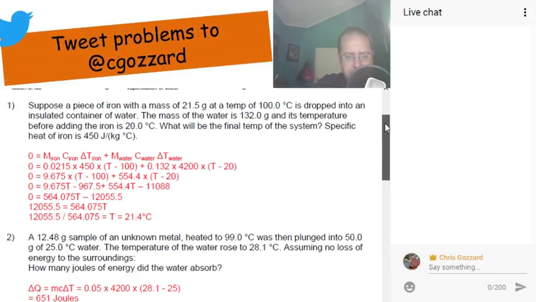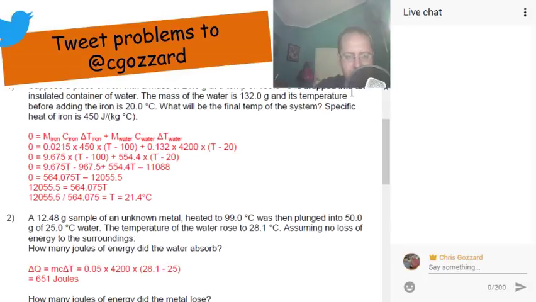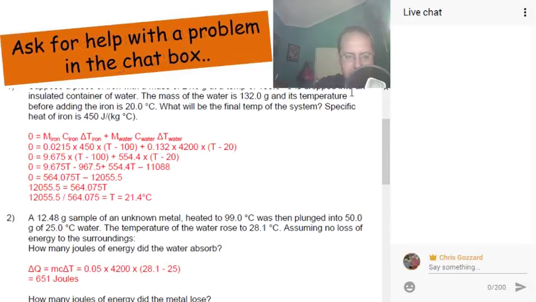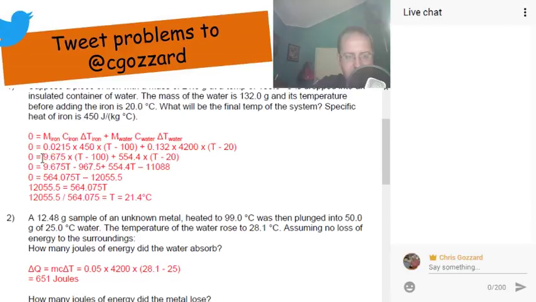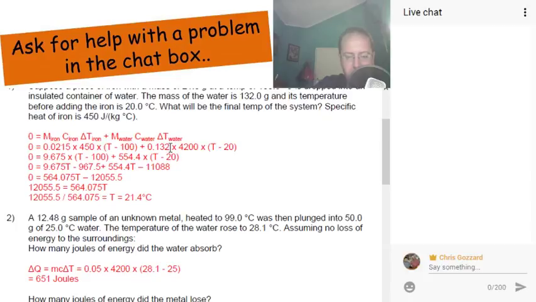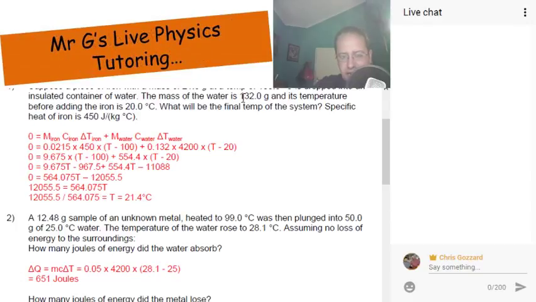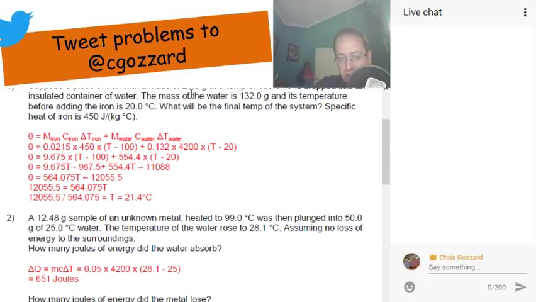If you put all these numbers in, it looks complicated to begin with. You've got a lot of brackets there. So firstly, I would sort out these things. You've got 0.0215 times 450. If you times it by 450, you get 9.675. And also here you've got 0.132. Now, why am I saying 0.132? It's because the mass of the water is 132 grams, but our specific heat capacity we know in kilograms, okay?